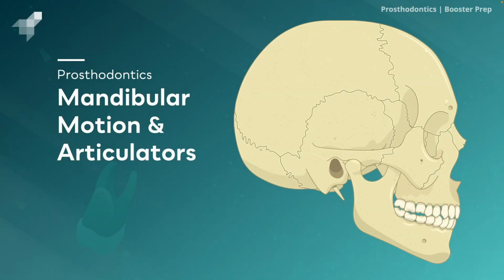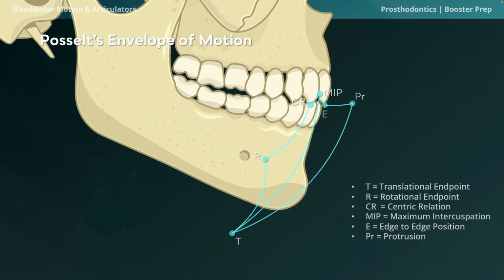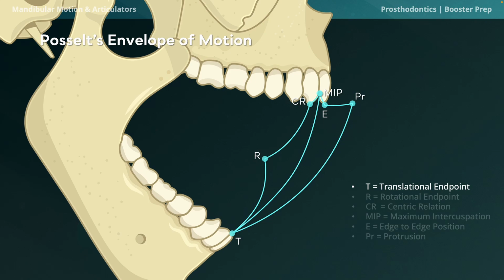Welcome back, guys. In this video, we'll cover everything you need to know about mandibular motion and articulators. And we'll begin our discussion with reviewing Posselt's envelope of motion, which you guys should already be somewhat familiar with. The lowest point of the envelope, labeled T, represents maximum opening of the mandible, or the translation endpoint.